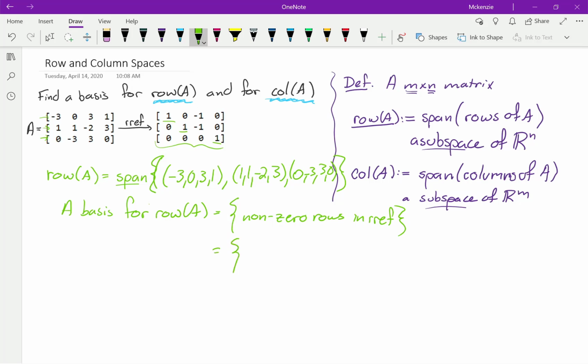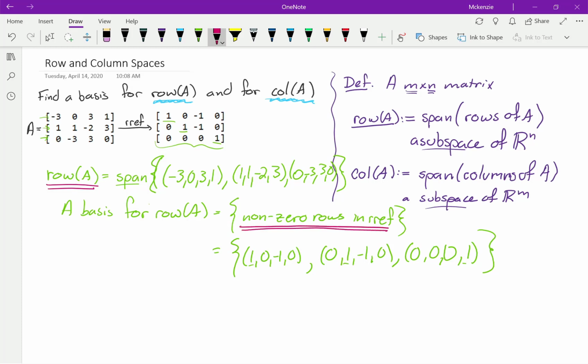In this case, we have 1, 0, -1, 0; 0, 1, -1, 0; and 0, 0, 0, 1. And these three rows are independent, again, because we can see clearly we're not going to be able to write them as a combination of each other. And so therefore we have a basis. So again, the row space is easy. Just take the non-zero rows in the reduced row echelon form.